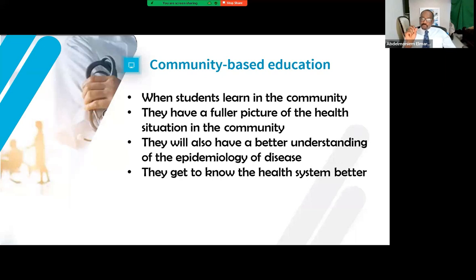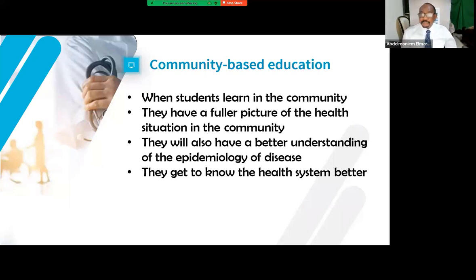I want to differentiate two things. One of them is the difference between community-based education and community-oriented education. And the other thing, the facilities: are they considered as healthcare facilities? Are they considered as community-based education, or are just the field work and the rural residences considered community-based education?